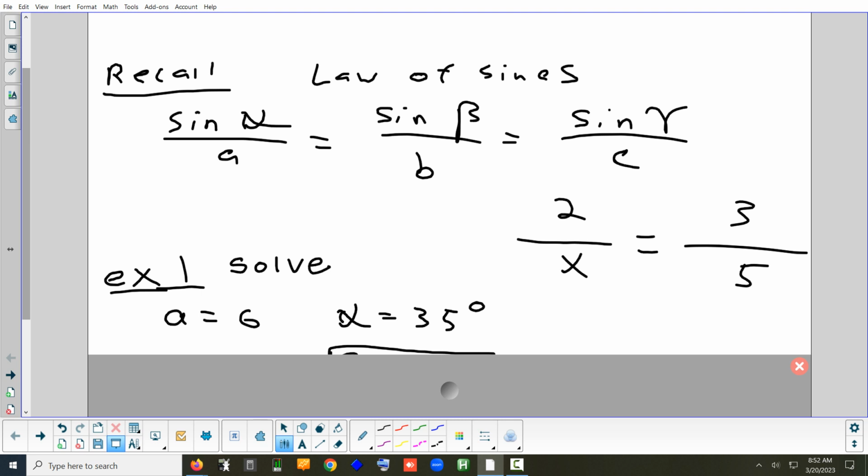Let's make this side B. And then wherever you put beta, it has to go across from it. And the third side we haven't labeled has to be C. And the angle across from that has to be gamma.